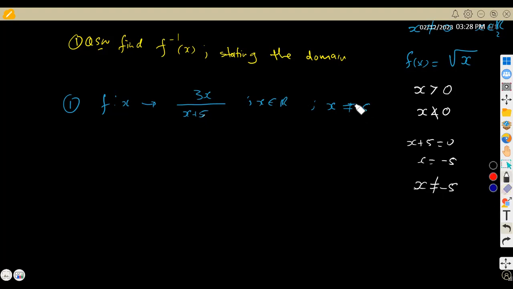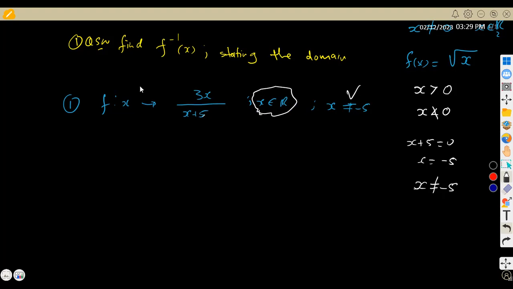So we are limited in that x cannot be equal to -5, but x can be any other number that you can think of. All right, so that's what you refer to as the domain. I hope you understand. If not, you are going to understand as we revise the equations.